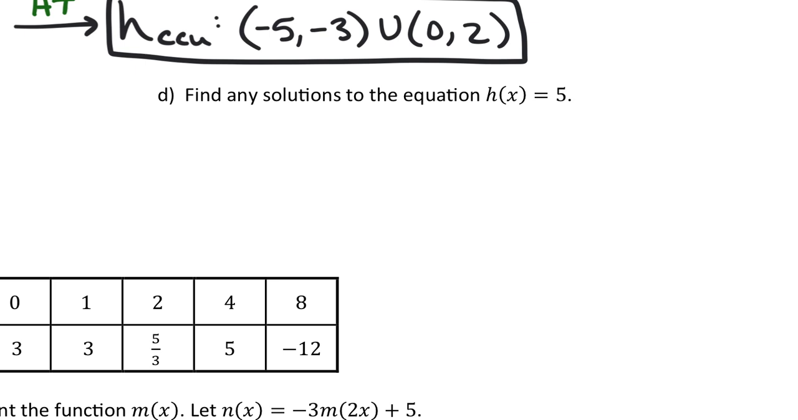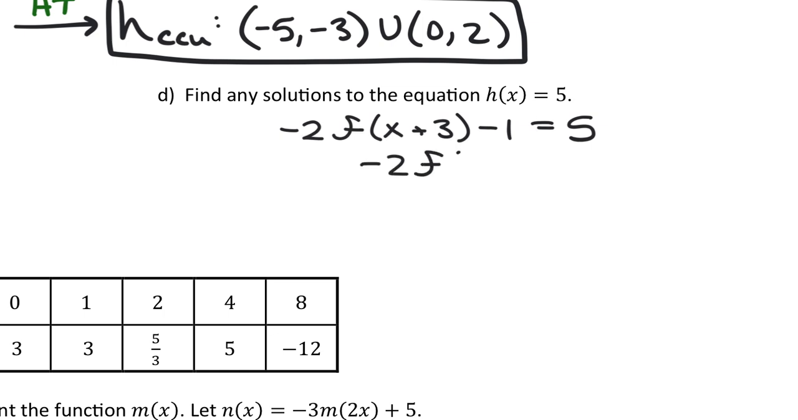Okay, so this one, I'm doing h of x, which is negative 2 f of x plus 3 minus 1. That should be equal to 5. And I have to solve for x, which means first isolating the f of x plus 3 by adding 1 to both sides, dividing by negative 2 on both sides, and then reading the graph to figure out what the input value is when the output value is negative 3.